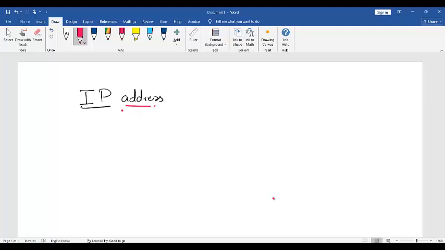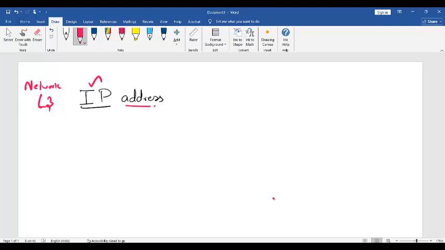Now this IP address, we call it a layer 3 address. Again, the same reason, the protocol IP works in layer 3. Network layer, right? Layer 3 is network layer. Network layer is layer 3. And the protocol, internet protocol, works in network layer.